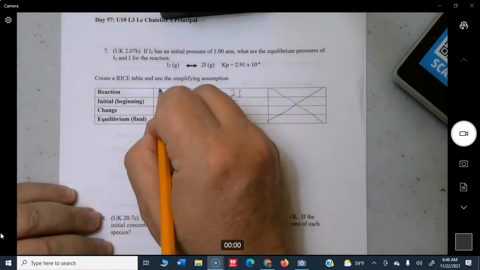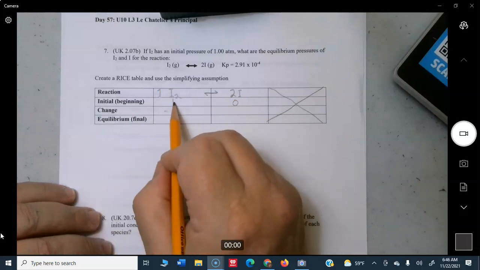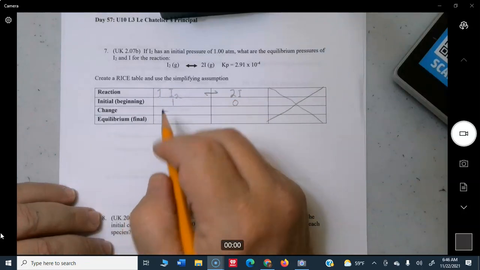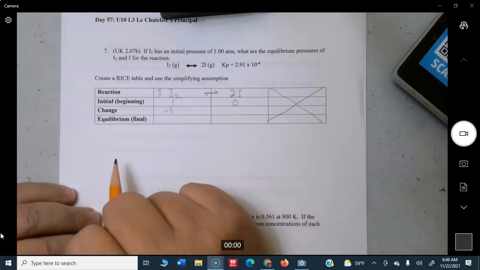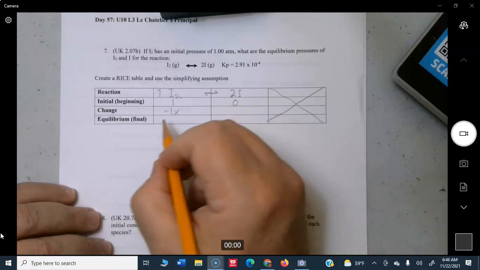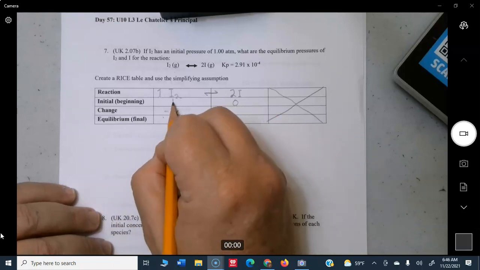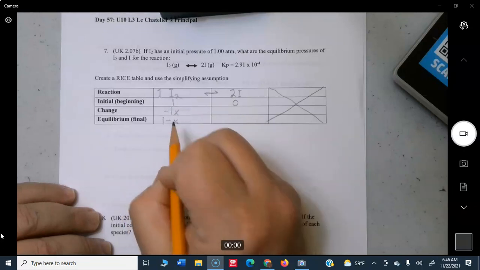So the I2 has a coefficient of 1, so the change variable is going to be minus because it's being reduced. This is concentrations being reduced, the reactant. 1 because it has a 1 in front of it in the equation, and x, which is the change variable. So on this side is simply going to be 1 minus 1x. I'll simply write that as 1 minus x.